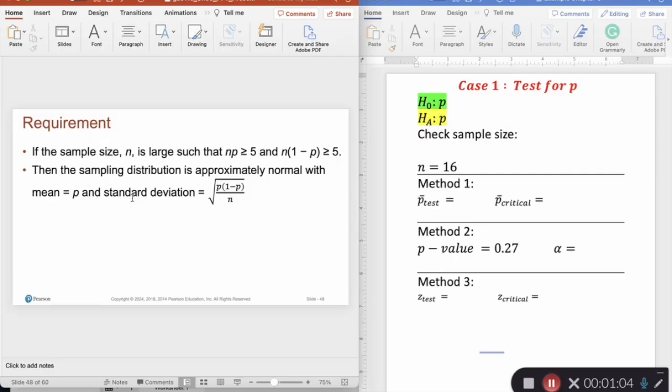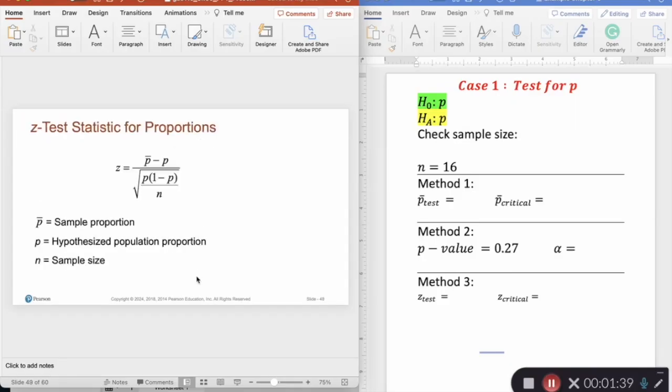If the sample size is n, it should be large in a way that n times p has to be greater than or equal to 5, and n times 1 minus p has to be greater than or equal to 5. If these two assumptions are met, then the sampling distribution is approximately normal. We can use it with the mean p and standard deviation square root of p times 1 minus p over n. Remember, p is the population proportion. Okay, so let's do an example.